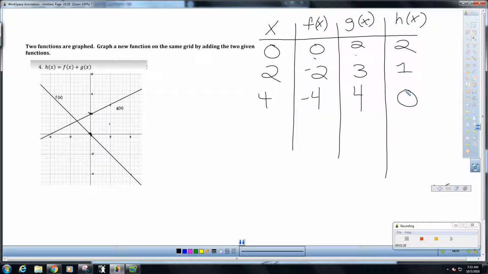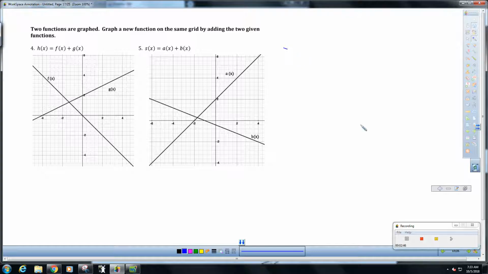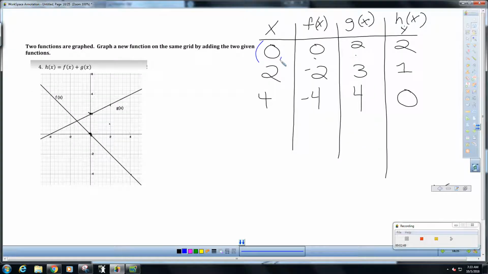Okay? Let's just see what those points are. So now let's graph. Remember, h of x, we could also consider to be y. So we have ordered pairs here. 0, comma, 2. I'm just taking this number. 2, comma, 1. 4, comma, 0. So now let's graph those points.